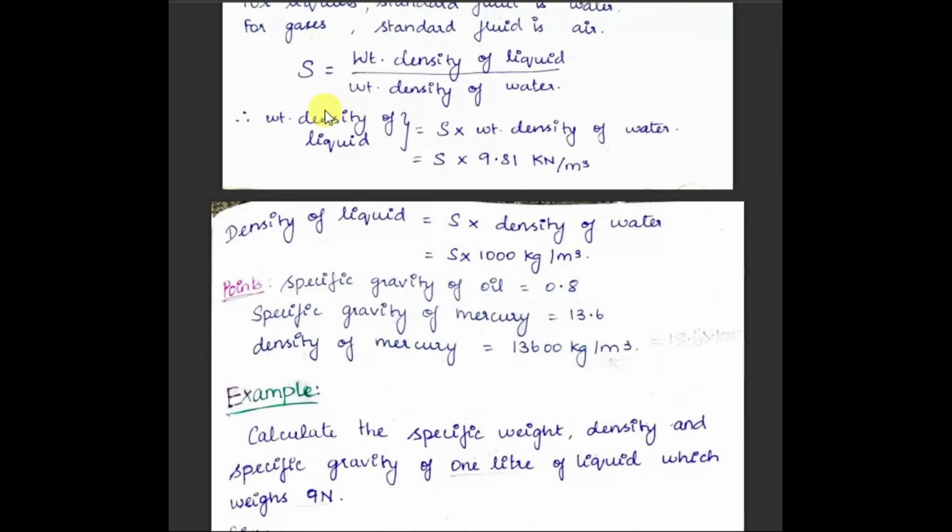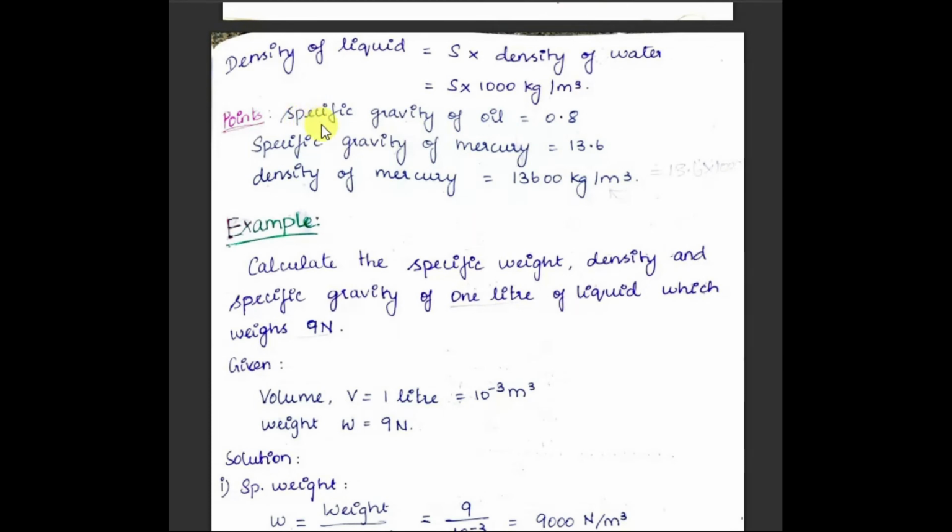That is also correct. So to find the weight density of liquid, we can cross multiply: S into weight density of water. For weight density of water we already know 9.81 kilonewton per meter cube. And the density of liquid is equal to specific gravity into density of water, which is 1000 kilogram per meter cube. The points to be noted here are that specific gravity of oil is 0.8, specific gravity of mercury is 13.6, and density of mercury is 13,600 kilogram per meter cube, which is obtained by multiplying the specific gravity of mercury, 13.6, into the density of water, 1000.